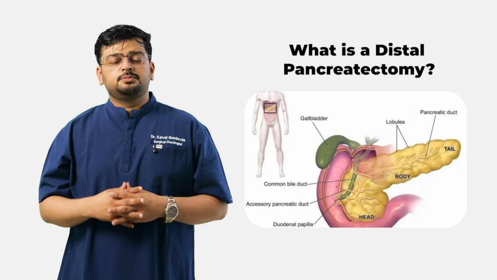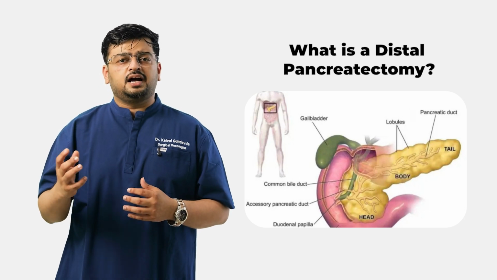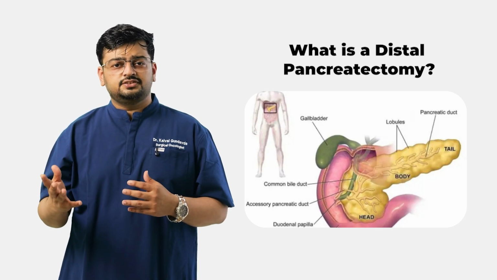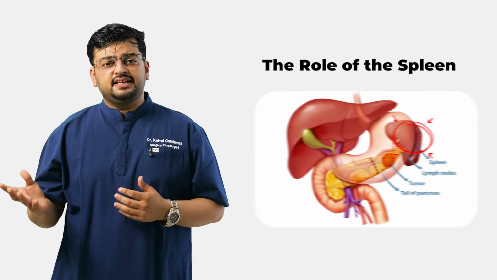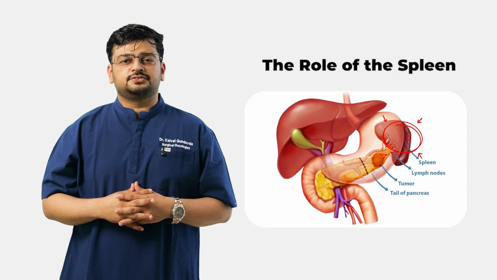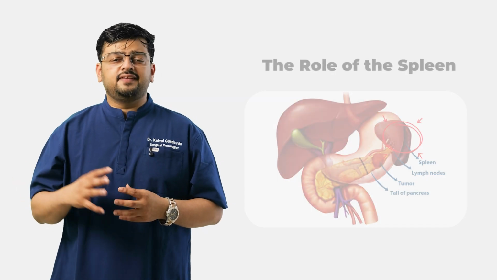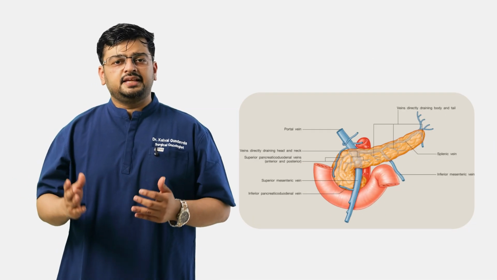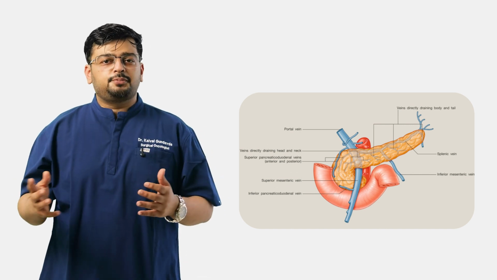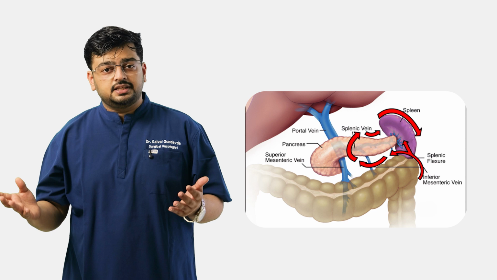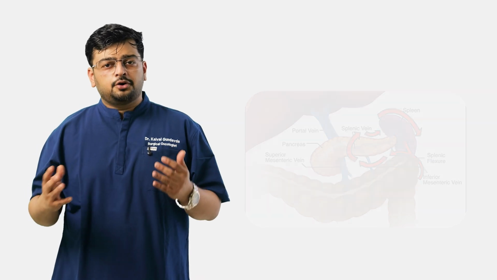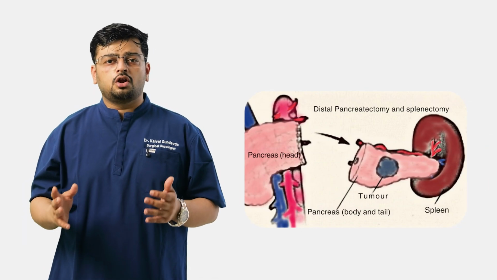Unlike the Whipple, which removes the head and involves multiple other organ resections and reconstructions, a distal pancreatectomy is more limited in scope. Often, the spleen sits very close to the tail of the pancreas. If the tumor is stuck to or invading the splenic vessels, we remove the spleen along with the pancreas tail. Whenever possible, surgeons try a spleen-preserving distal pancreatectomy, especially for benign or low-grade tumors, because the spleen plays an important role in immunity. But in cancer cases, splenectomy is usually required for a good oncological clearance.